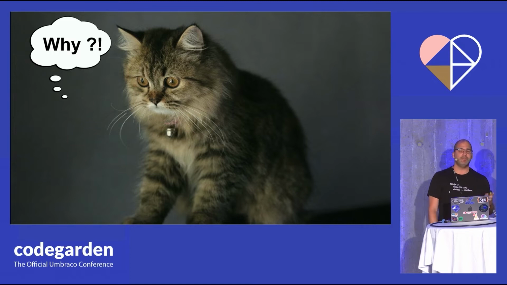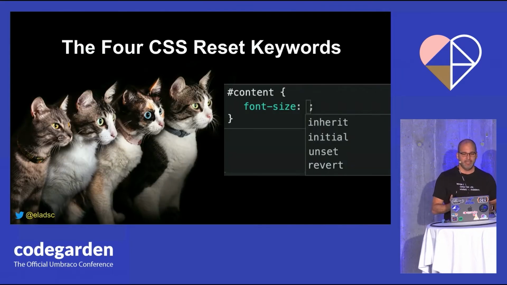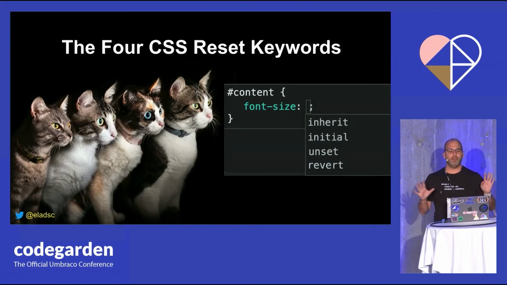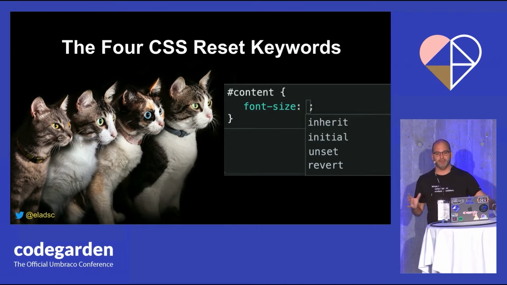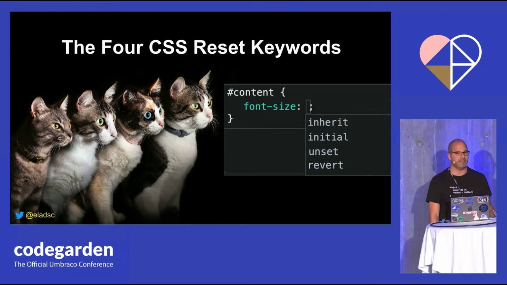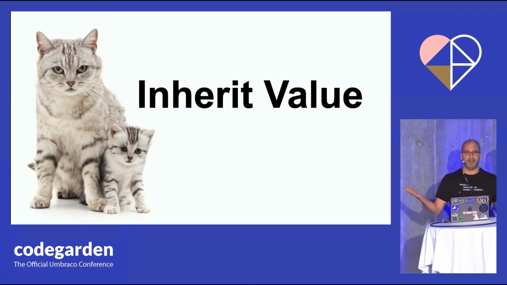This is a really interesting question, but to answer it, I need to talk with you about something else. In CSS, we have 4 global CSS reset keyword values. We can use those values for any property in CSS. And yes, I'm talking about the inherit value, the initial value, the unset value, and the revert value. Let's start to talk about them, starting with the first value, the inherit value.